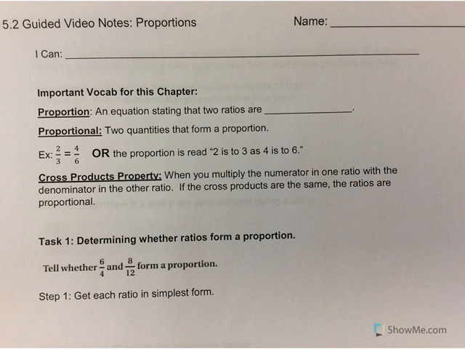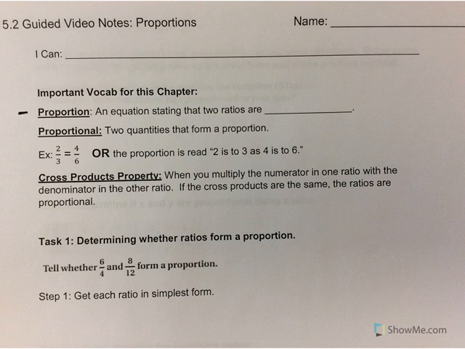In your I can statement at the top of your notes, you can write: I can compare ratios using proportions and the cross products property. I can compare ratios using proportions and the cross products property.